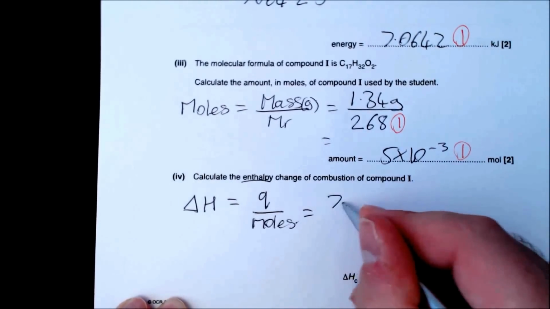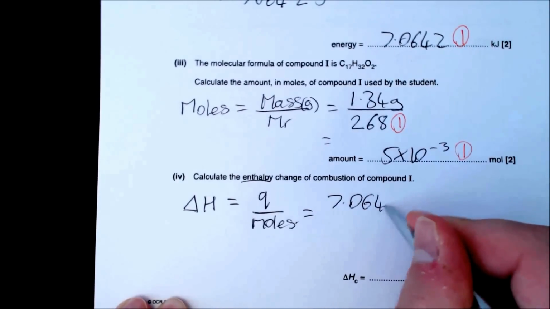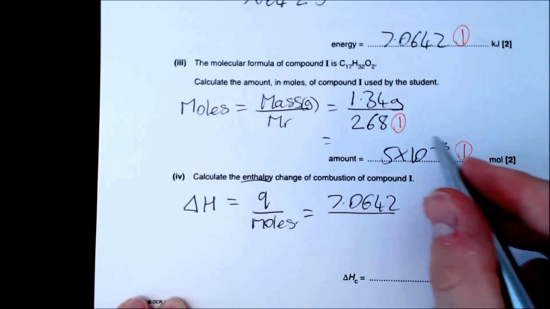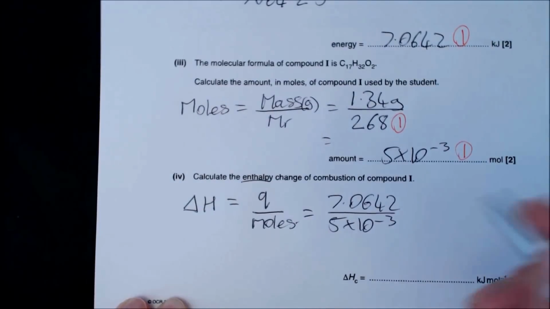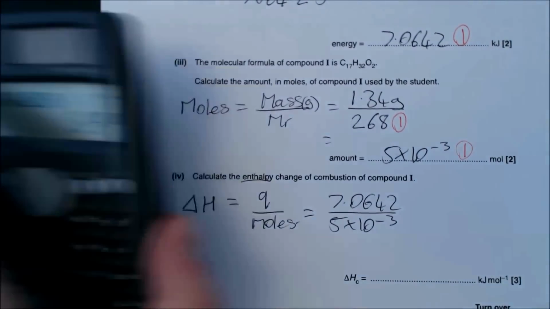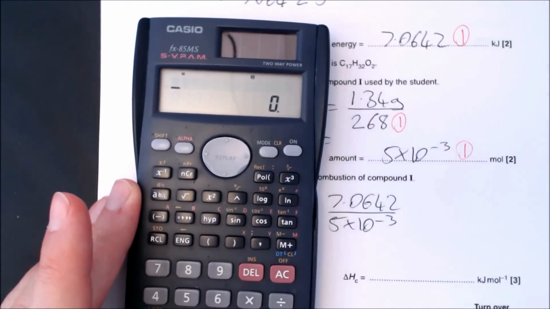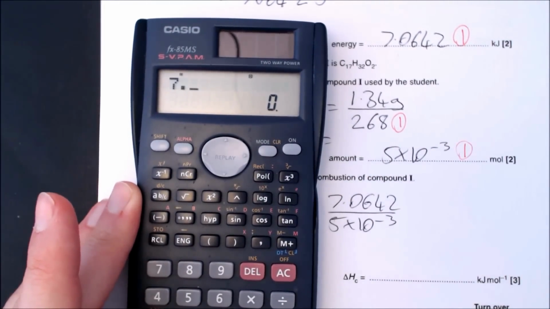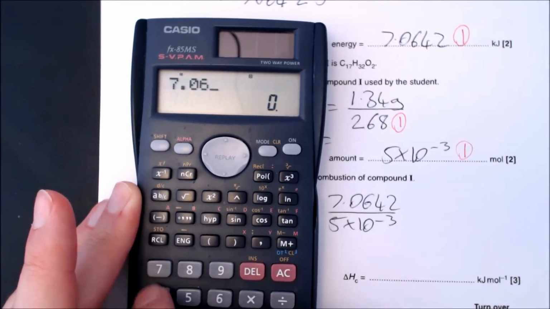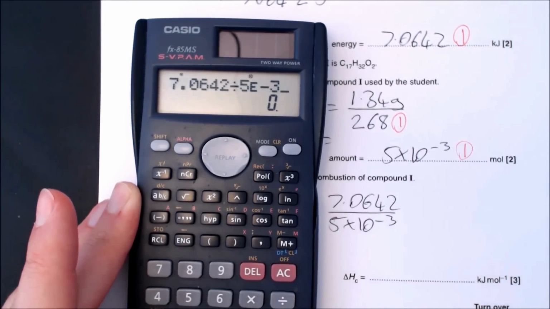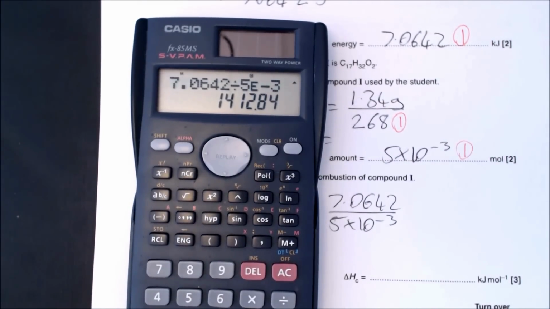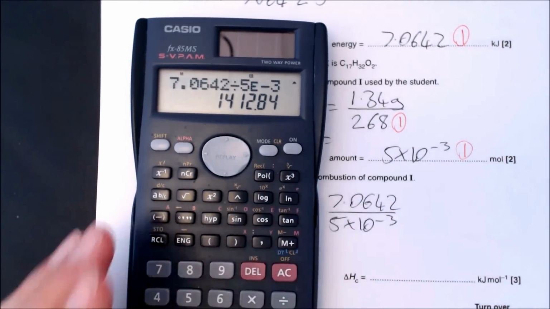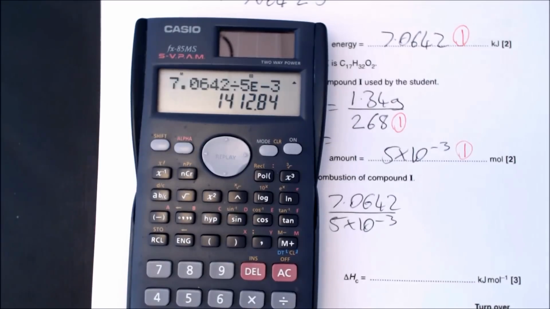So this is going to be this number here. So that's going to be 7.0642. We're going to divide that by the number of moles that we had, which is 5 times 10 to the minus 3. And if we put that in our calculator, so we have 7.0642. I'm going to divide that by 5 times 10 to the minus 3. We should get 1412.84, but I'm going to round that up, so it's 1413.